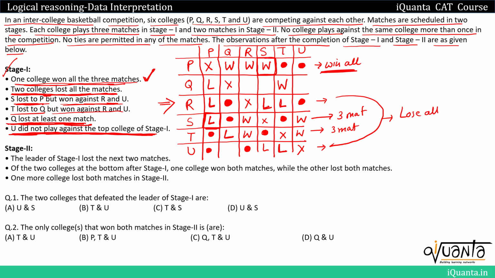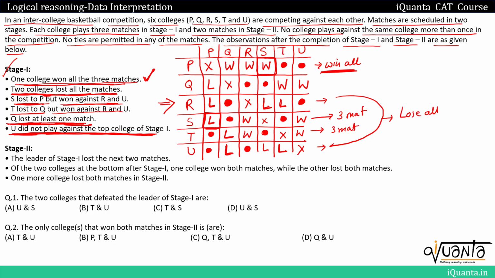So that means U can lose only 1 match now, which will be against Q, so this will be his 3rd match, and U will lose against Q. If U is losing against Q, Q will be winning against U, so Q against U will be a win. Now we can see that Q also has played 3 matches against P, T, U, so Q will not be playing a match against R and S. So this is the table that we needed for stage 1.